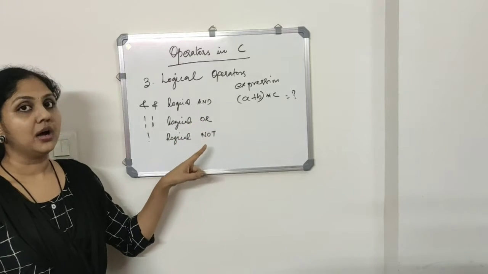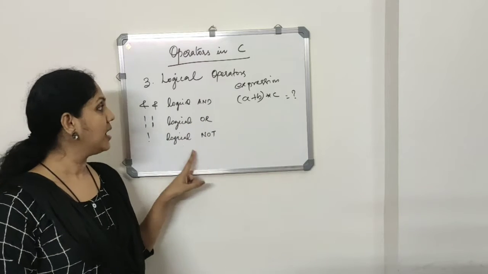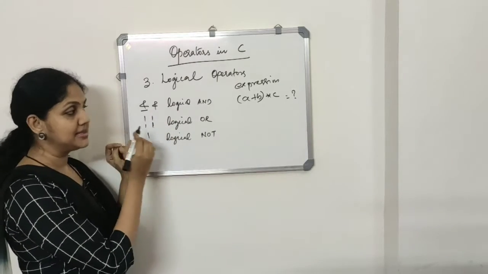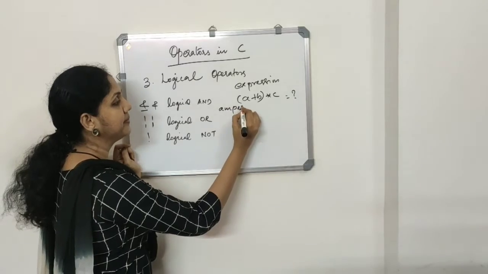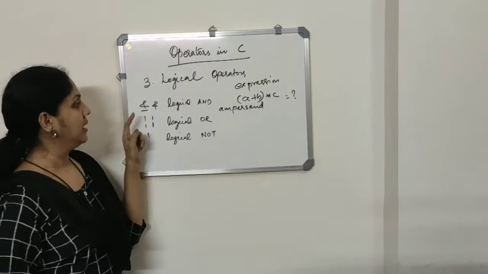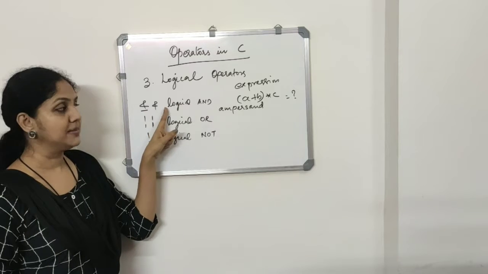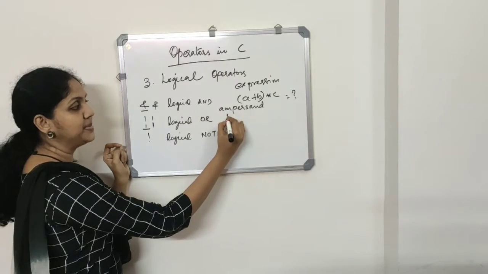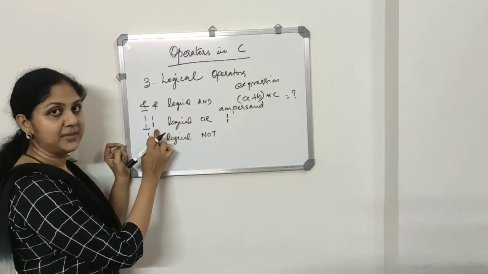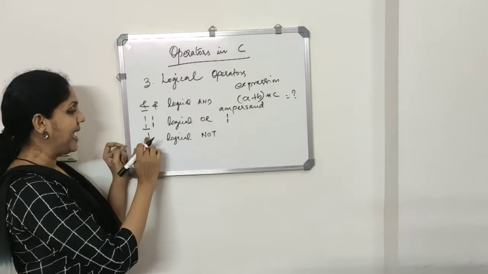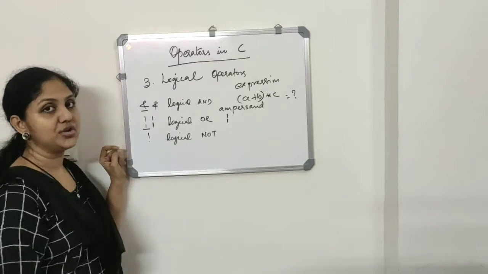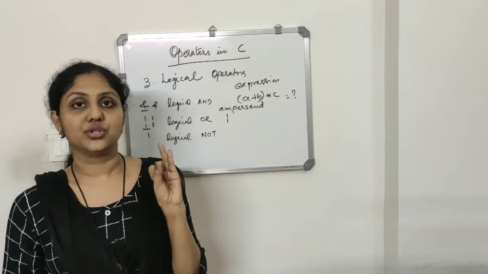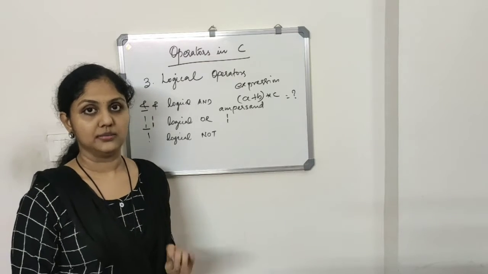So the 3 logical operators we use in C are logical AND. This is the ampersand symbol. If you combine 2 ampersand symbols, that means logical AND. This is the pipe symbol. So 2 pipe symbols give the logical OR operator, and this exclamation mark means logical NOT. So the 3 logical operators in C are logical AND, logical OR and logical NOT.